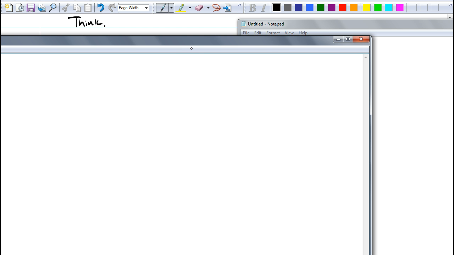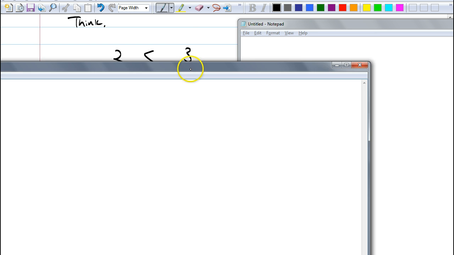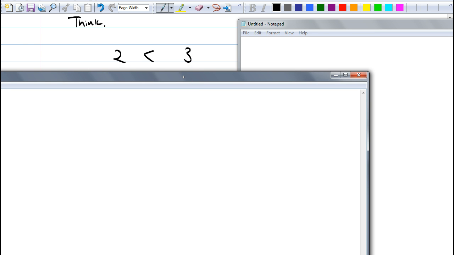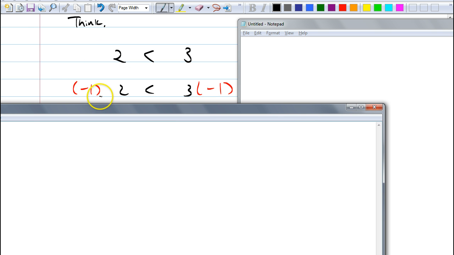So let's think about why we need to reverse the inequality symbol when we multiply or divide both sides by a negative. Okay. So take a look at what we have here. Is this true? 2 less than 3. Yes. Of course it's true. 2 is less than 3, right? Now, what happens if I were to multiply both sides by negative 1? What do you get on the left side? It becomes negative 2. And then what do I get on the right side?